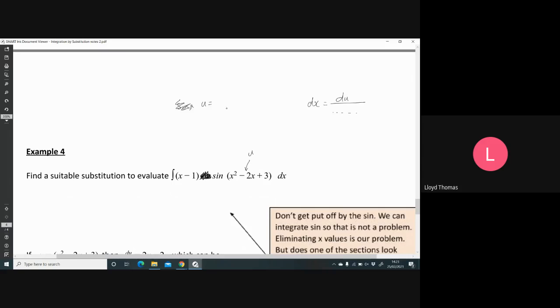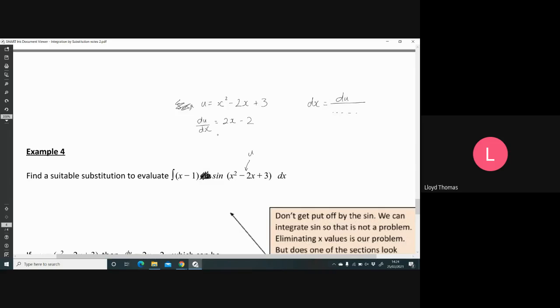Now let's just try something. The common thing is that it tends to be one of the brackets or something. So if I choose the bracket that comes after sine and differentiate that, I end up with 2x minus 2. Now, does that have a connection with this bracket here? Because that's the thing that we'll probably have to cancel out. If this is going to be replaced by u, it won't matter for the sine term. It's this thing that we'll have to cancel out.